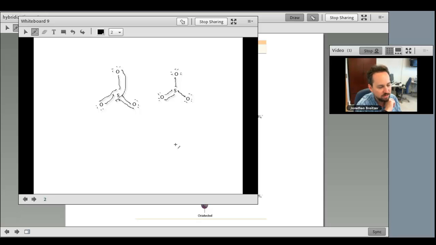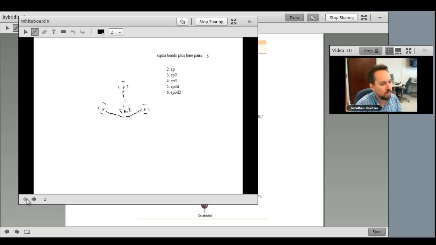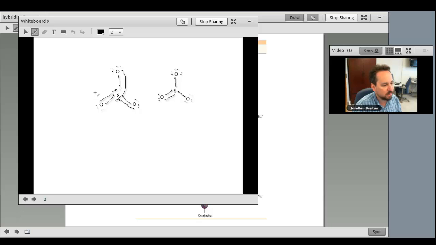But what about the hybridization? Is the hybridization going to depend on how I draw it? It turns out the nice thing is that it doesn't. I go back a little bit here. Remember that for hybridization I'm counting sigma bonds plus lone pairs. Do not count pi bonds. So let's go to the first drawing here, and I'm going to count just the sigma bonds plus lone pairs on the central atom. It turns out that there are no lone pairs on the central atom, but I just count the sigma bonds.